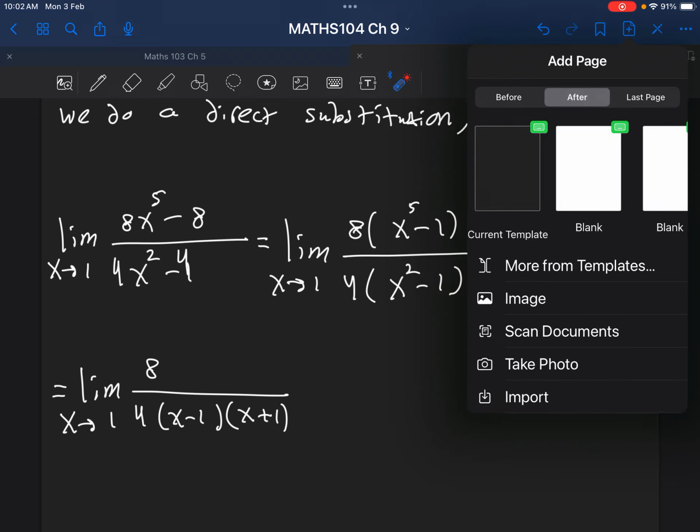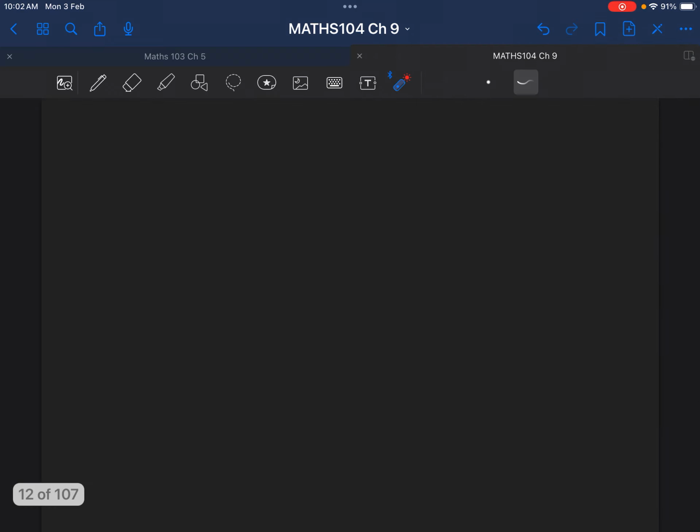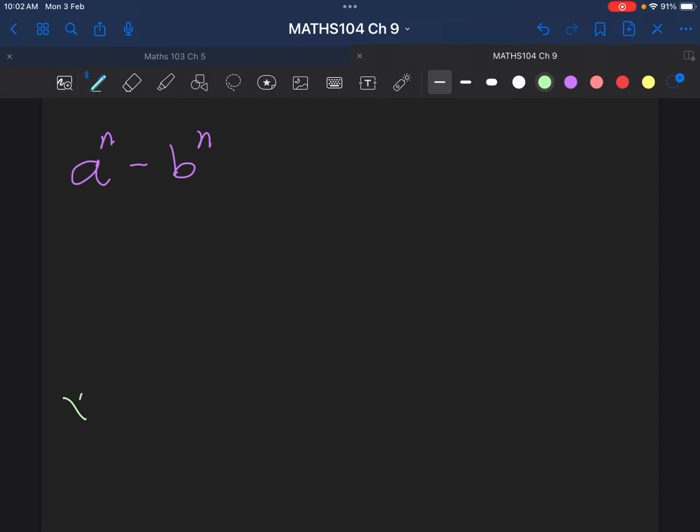To factor this one, let me take you to the next page, and I explain this to you once and for all. How do we factor a^n minus b^n? Remember, in my case, I want x^5 minus 1, but 1 is also 1 to the power 5. So this is A and this is B. That's my focus. Now, what is the formula for that?